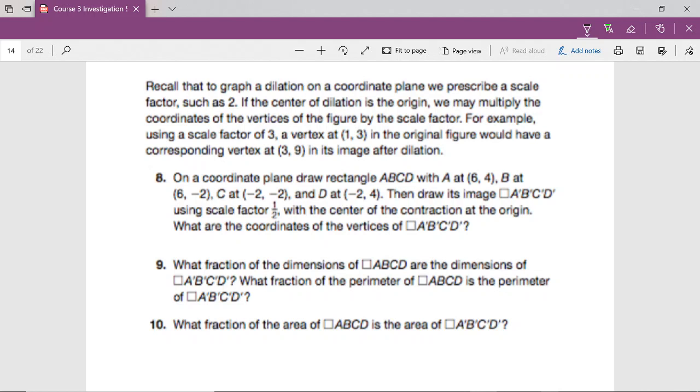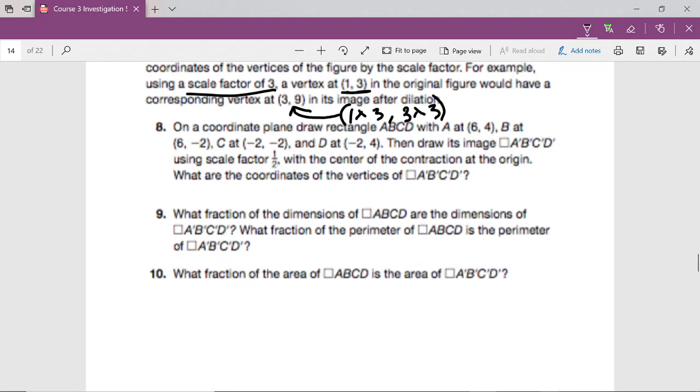So for example, if I have a scale factor of 3 with a vertex at 1, 3, I could make its new coordinate by just multiplying each of the parts of the coordinate by 3. So I could do 1 times 3 and 3 times 3, which gives me my new coordinate at 3, 9. So let's try this with A, B, and C.